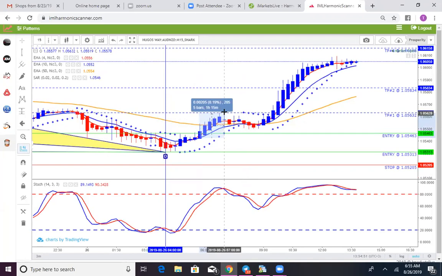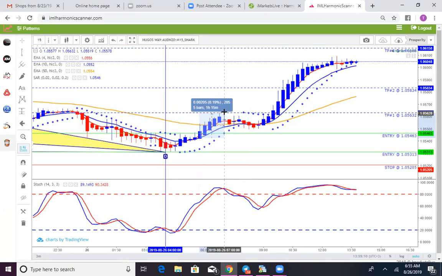Because first of all, it went to the take profit one. I'm looking for 10 pips a day to compound my account. 10 pips. Learn how to twin trade. You'll get those 10 pips quickly.